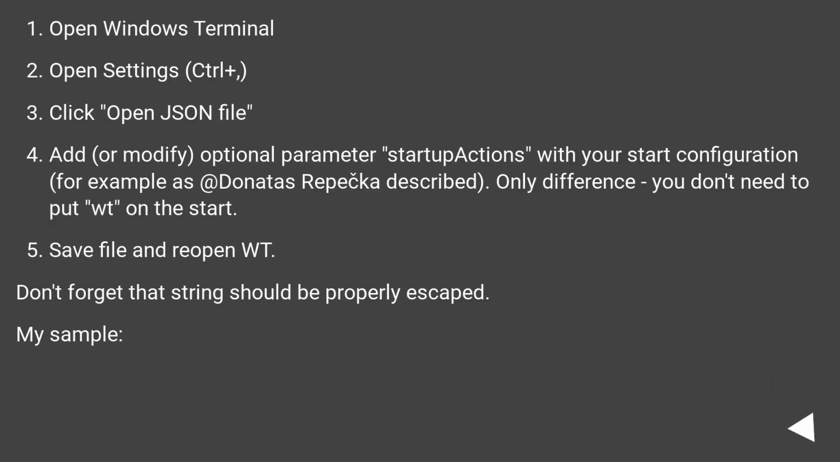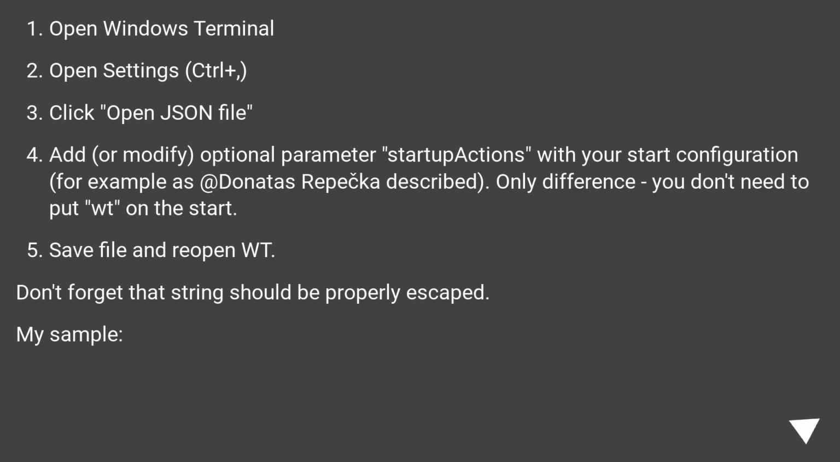Open Windows Terminal. Open Settings, Control+comma. Click Open JSON file. Add or modify the optional parameter startupActions with your start configuration, for example as Donatus described. Only difference, you don't need to put wt at the start. Save the file and reopen wt. Don't forget that the string should be properly escaped.